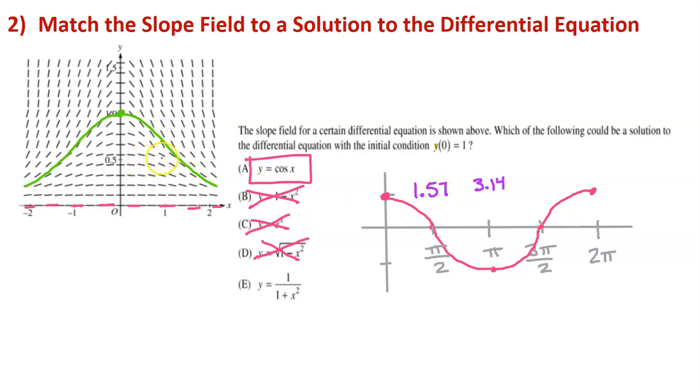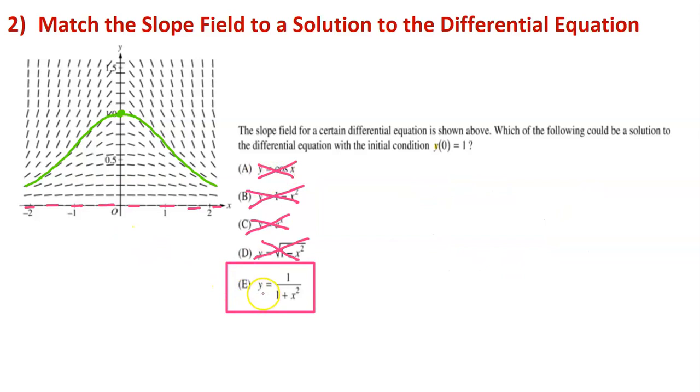So compare that to the graph. At about 1.5-ish, the cosine graph should be crossing the x-axis, so somewhere in between 1 and 2. Looking at our solution that we have drawn, it is nowhere near crossing the x-axis between 1 and 2. So this could not be the cosine graph. That just leaves the rational function y equals 1 over 1 plus x squared. Notice that the value of this expression could never be 0 or negative, so it makes sense that the x-axis is a horizontal asymptote. The answer is E.